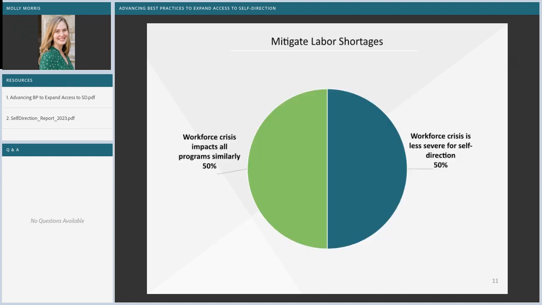Also looking at the capacity for self-direction to mitigate workforce shortages, we heard from leaders that 50% said the workforce crisis is really impacting both self-direction and traditional services similarly, meaning that we're really feeling the pain on both types of program. But then 50% of leaders also said, the workforce crisis is less severe for self-direction, meaning that people who are self-directing are maybe a little more likely to find a worker or have less of a hard time getting set up with a worker. So this was a really interesting finding to see. And again, an opportunity to look across different state configurations and choices to see, okay, what's making this difference here?